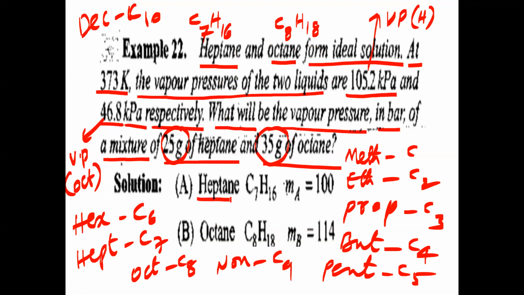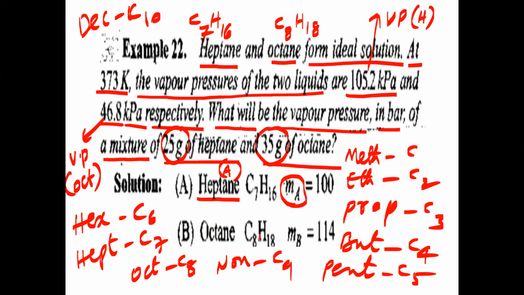Heptane formula is C7H16, and the gram molecular weight of heptane is 100: 7 into 12 plus 16 into 1 equals 100. They have taken heptane as liquid A. So M_A, the gram molecular weight of liquid A, is 100 here. And octane's formula is C8H18.